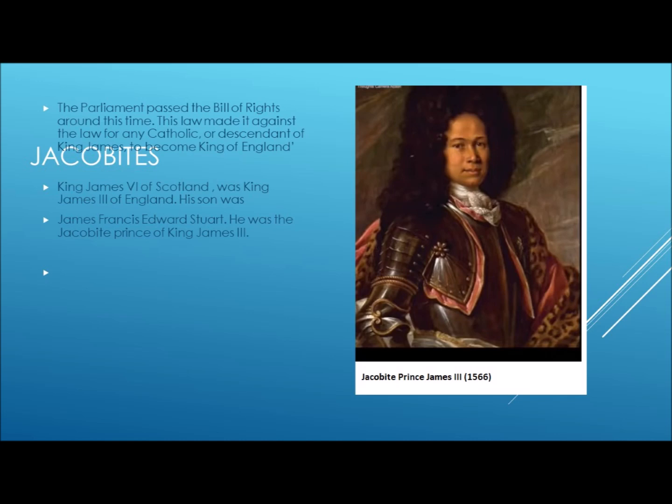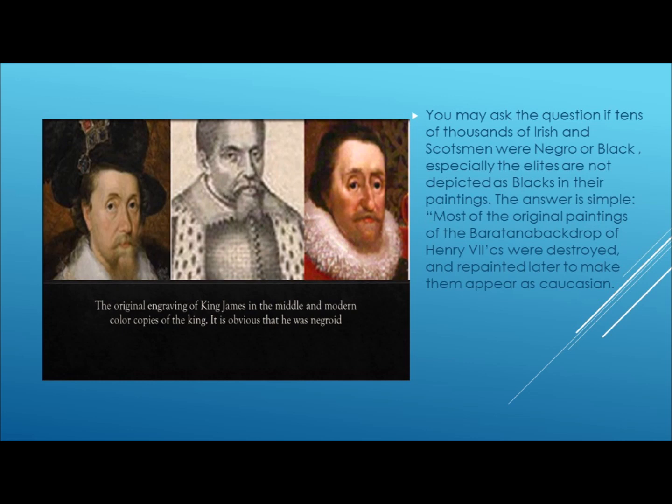You may ask the question, if tens of thousands of Irish and Scotsmen were Negro or Black, especially the elites, why aren't they depicted as blacks in their paintings? The answer is simple. Most of the original paintings of the marronage, that's what we should call, in a sense, the earliest black people in Britain, you know, were destroyed.